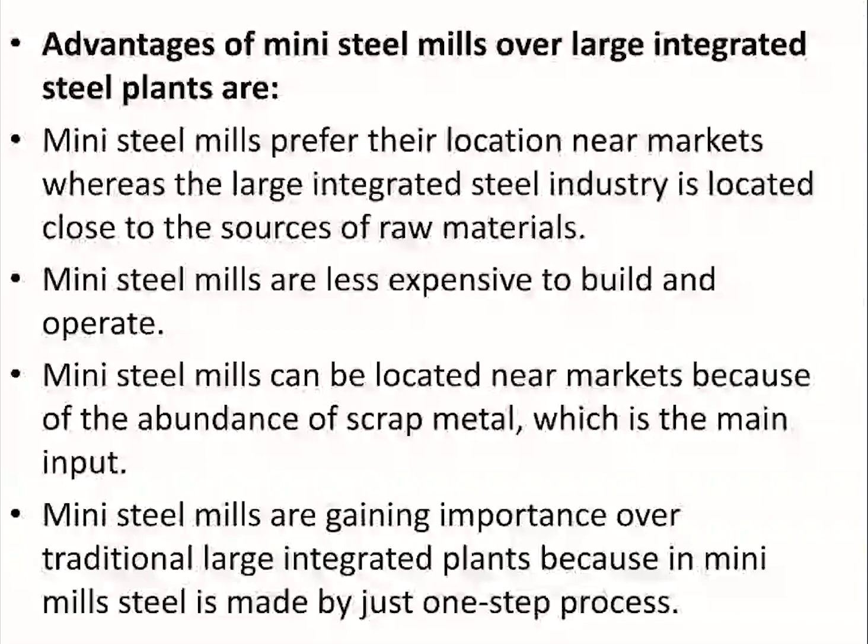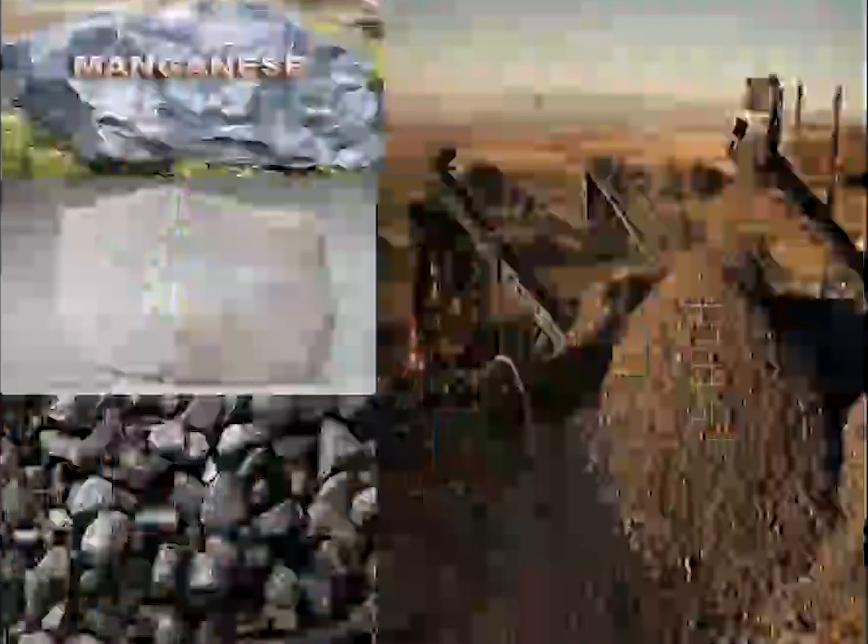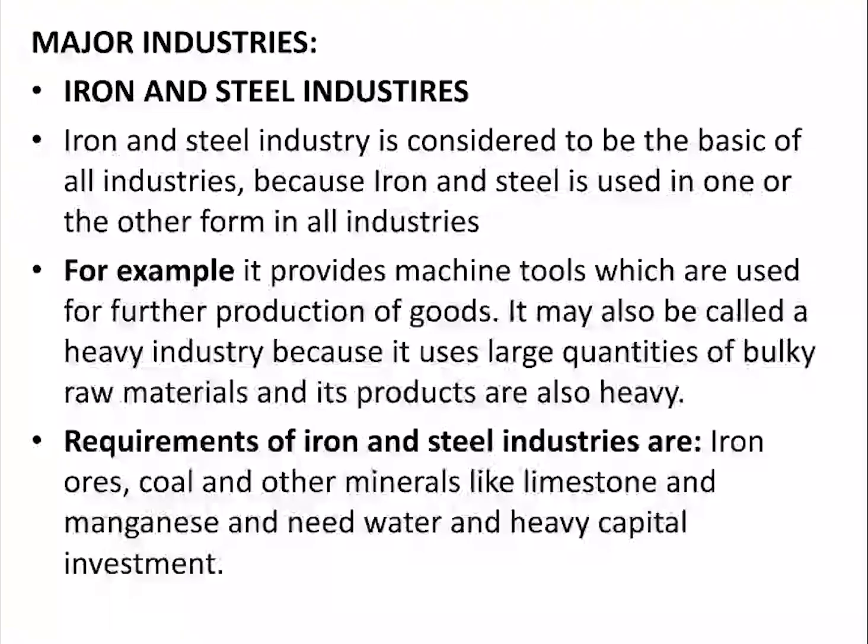So, iron and steel industry. We already know iron and steel industries are called basic industry. The iron and steel industry is considered a basic industry, or the backbone of all industry, because iron and steel is used in one form or another in almost all the industries of the world. For example, it provides machine tools which are used for further production of goods. It may also be called a heavy industry because it uses a large quantity of bulky raw material and output, and its products are also very heavy and bulky.